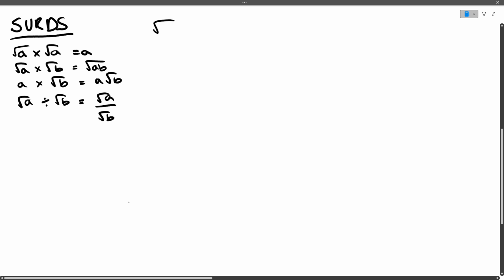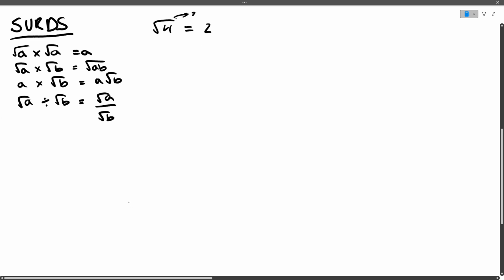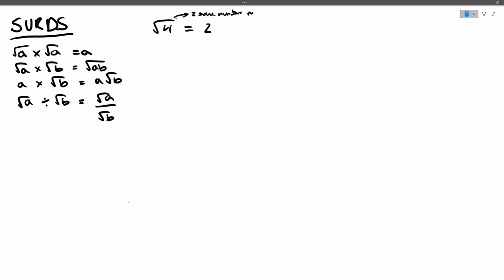Now, what is root? So let's say we get the root of 4. It's going to be the same two numbers that give us 4. So what are the two numbers that give us 4? That will be 2, right? Because 2 times 2 equals 4. So it literally just means two same numbers multiplied to give the answer of the root.